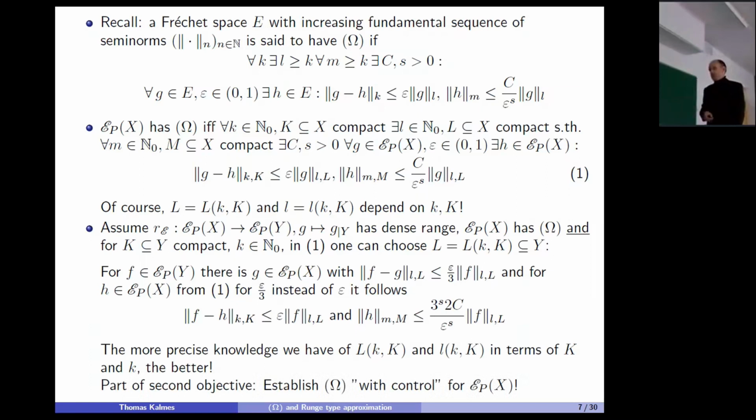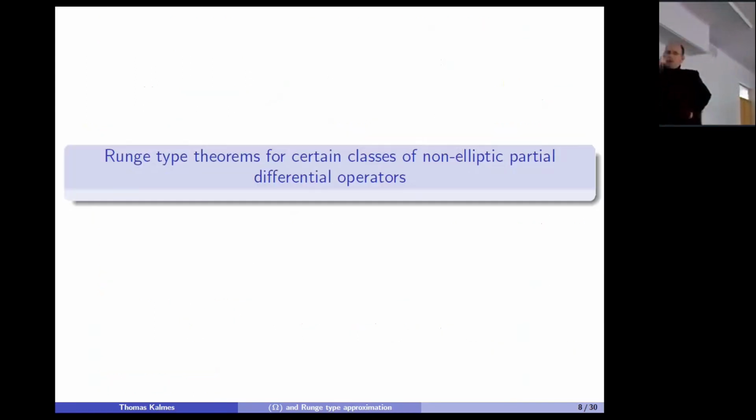Okay, and so as a part of our second objective, we want to establish the property omega with control, so controlling L once we know K, for the kernel of the partial differential operator on the large set X. Okay, so we have two objectives: generalize Runge type approximation theorems for non-elliptic operators, and the second one, establish omega with control for smooth kernels of these differential operators in order to establish this quantitative Runge approximation.